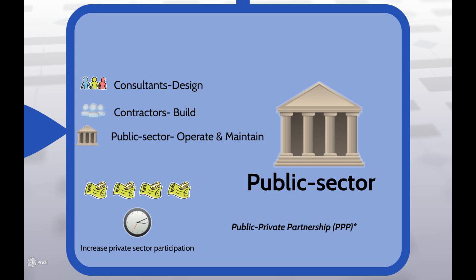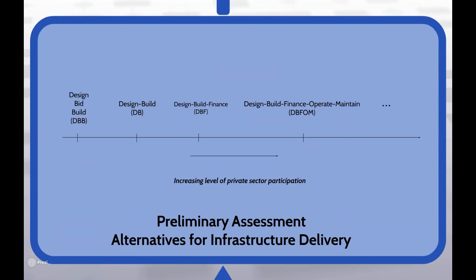Before the government decides to use this approach, it needs to perform a preliminary assessment of delivery options. It must be noted that not all projects might be delivered efficiently using a public-private partnership approach. P3 project delivery options differ in terms of the level of private sector participation, as seen in the spectrum.